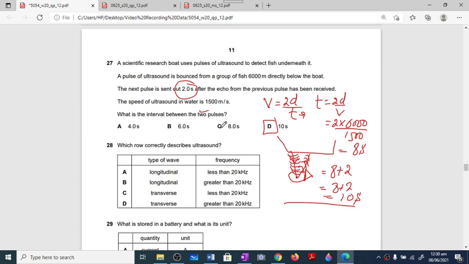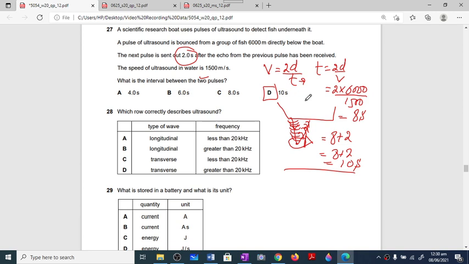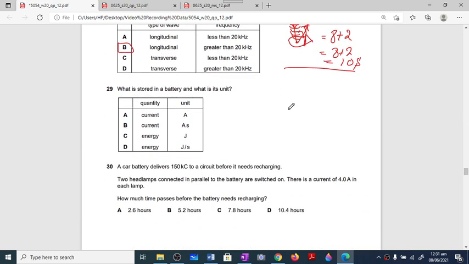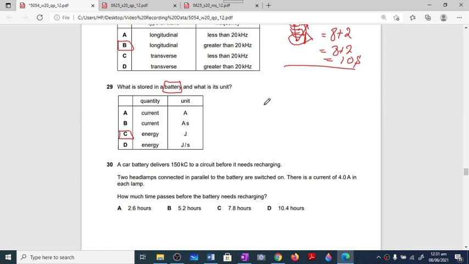Now question number 28, a straightforward question. Ultrasound waves are longitudinal waves with a frequency greater than 20 kilohertz. So option B is the valid option. Question number 29. What is stored in the battery? Certainly, in a battery they will store energy, and the unit of energy is always joule. So for question 29, option C is the valid option.